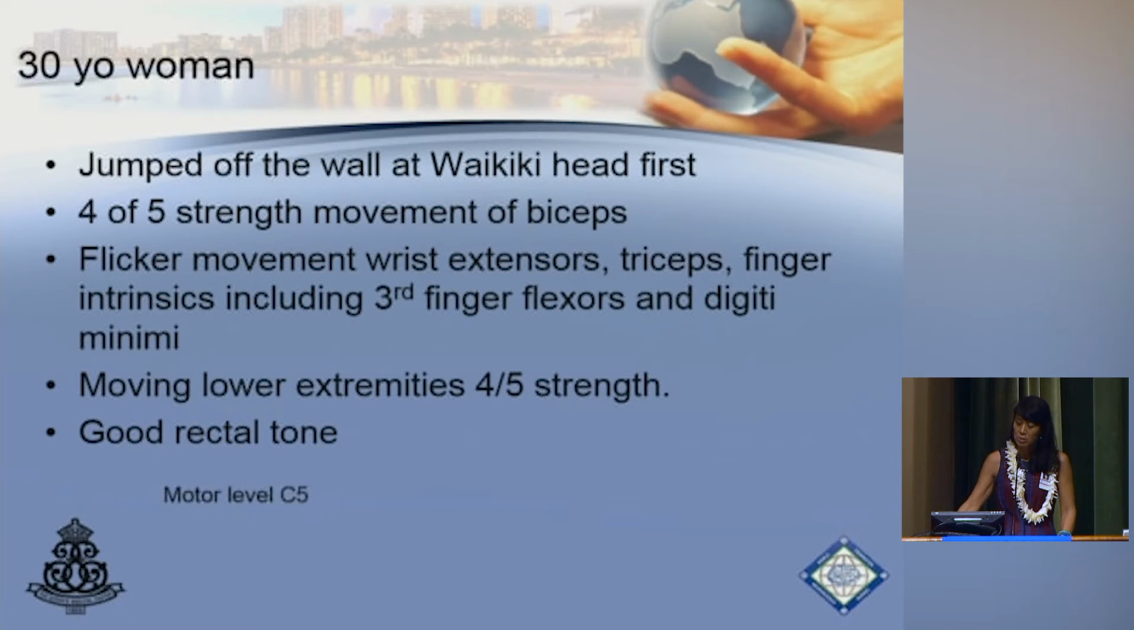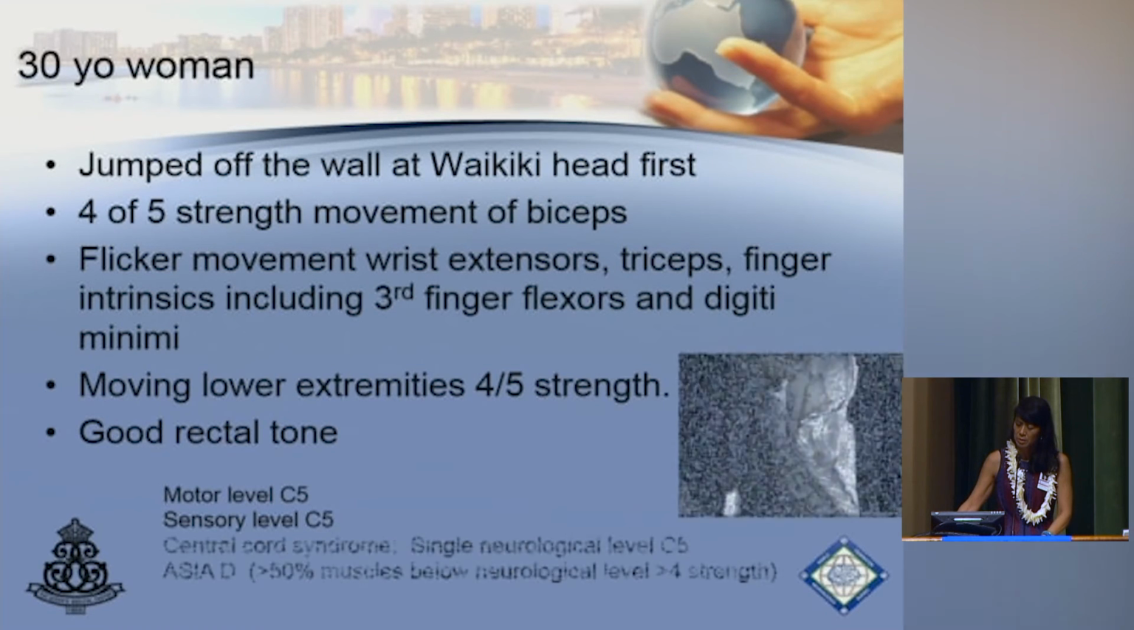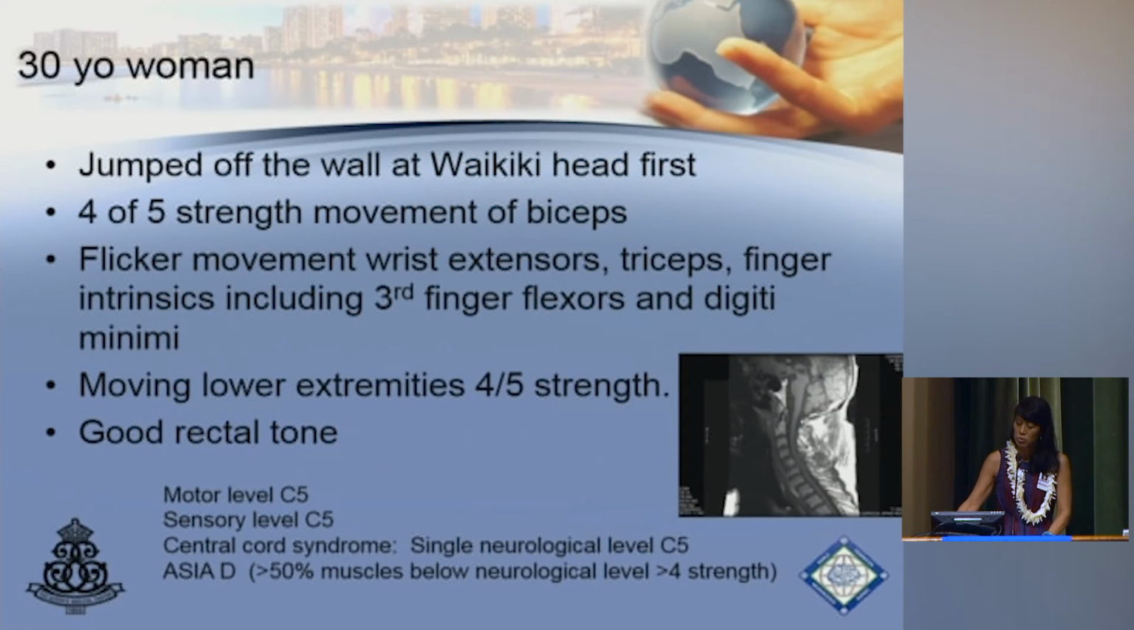She's got good rectal tone. So the motor level is going to be C5 because that's last normal. Sensory level, and I didn't put that there, sensory level is C5, but she has a central cord syndrome. So this is someone who has a C5 injury, and she does have rectal tone, so this puts her in what we call an ASIA D, where she has greater than 50% of the muscles below the single neurologic level of C5 that is strong because she's moving her legs strongly. But again, the level is going to be the last normal level, where both sensory and motor are both normal.